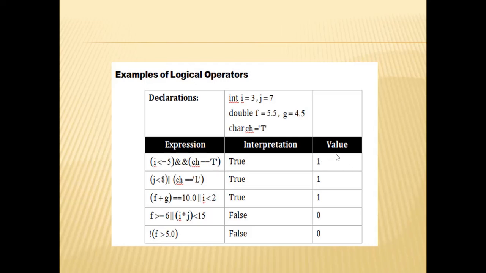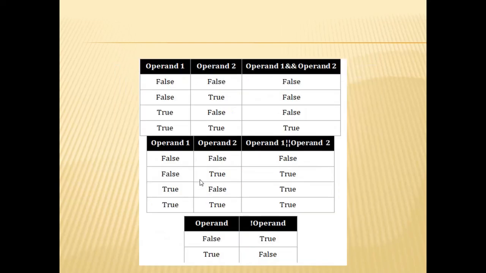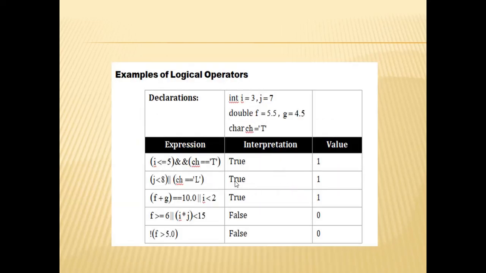True means 1. And here, j is less than 8. Yes, 7 is less than 8, so this is true. Or ch is equal to L. But here the ch value is t, so this is false. True logical OR false: the result is true. Here also the result is true, and true means 1.